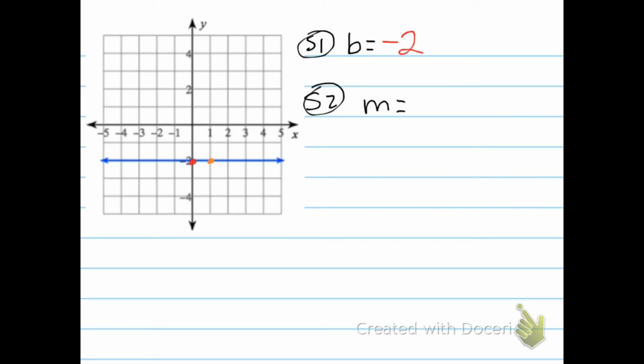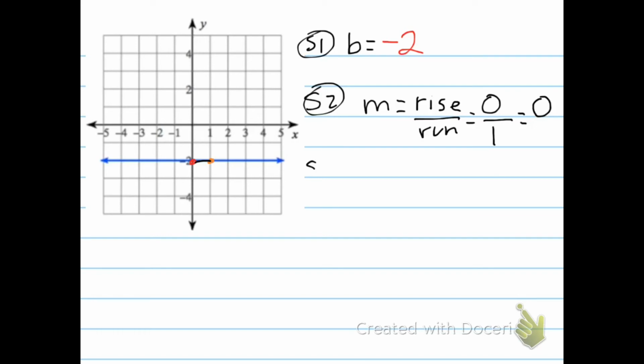So we can see from red to orange, or from orange to red, we're not going up at all, right? So if we're not going up, our rise is going to be 0. And our run, we went over 1, so we put over 1. And so if we put this in the calculator, 0 divided by 1 is just 0. So our slope is 0.